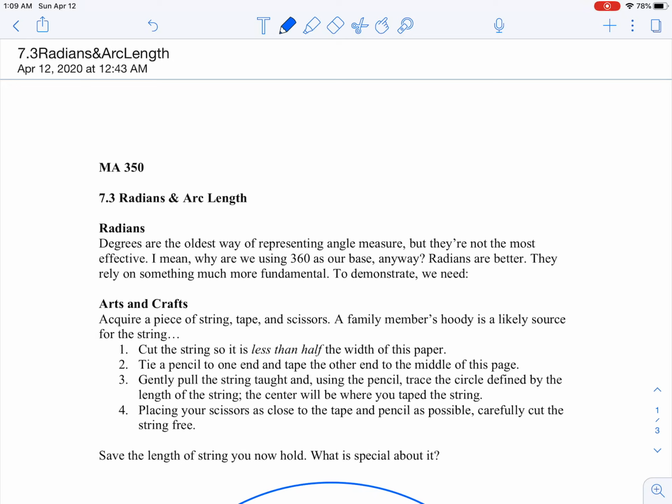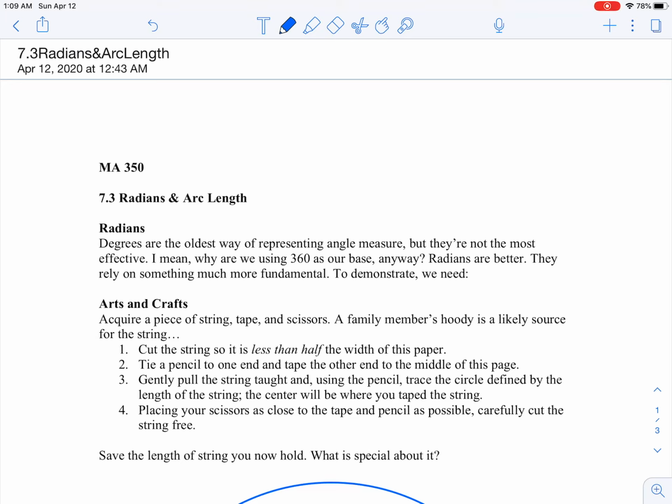Degrees are the oldest way of representing angle measure, but they're not the most effective. I mean, why are we using 360 as our base anyway? The Babylonians? Radians are better. They rely on something much more fundamental, and to demonstrate, we need arts and crafts.